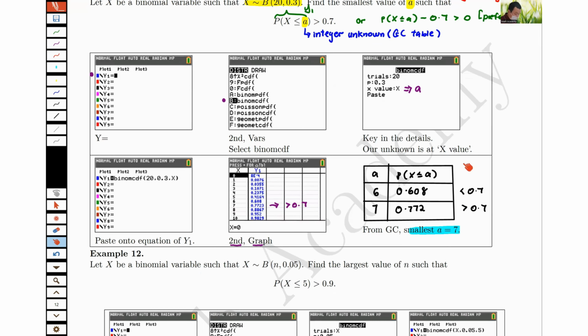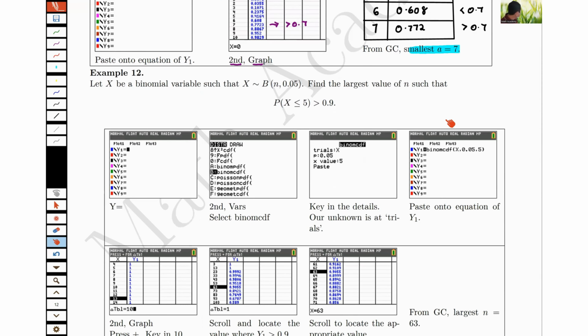Let's carry on to 12. Next one. We have got a binomial variable such that, again, this is the distribution, but we can immediately see that it's the n that is unknown, and this position again is an integer unknown. So integer unknowns in the context of a binomial variable is usually at the n or at the x value position, just these two. Can we find the largest value of n such that this equation must hold true?